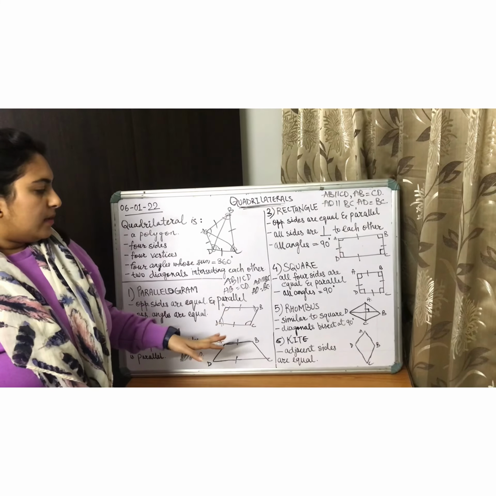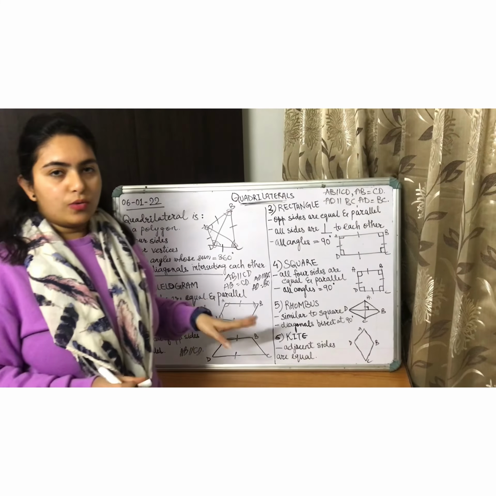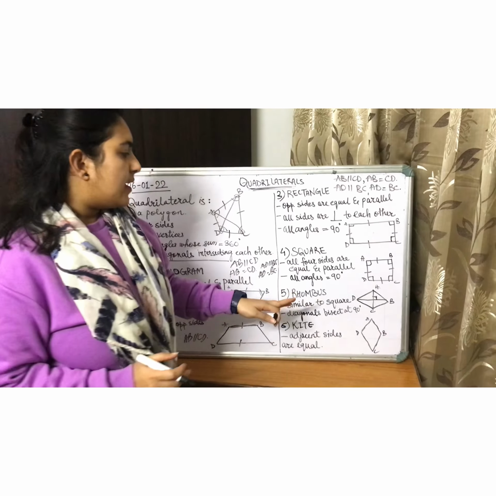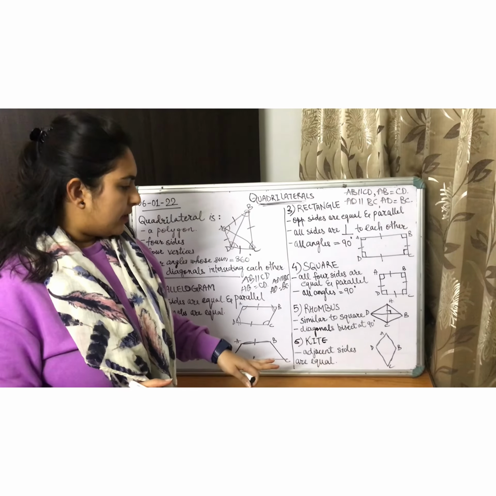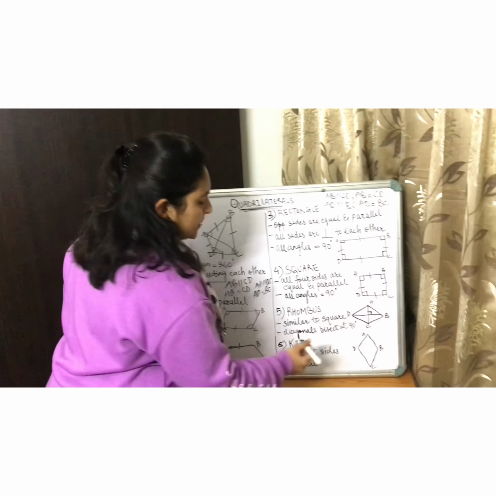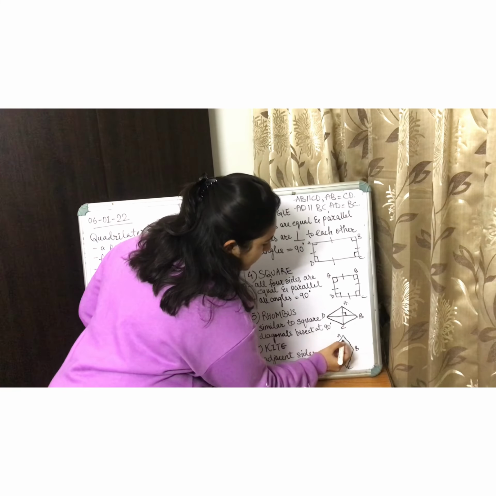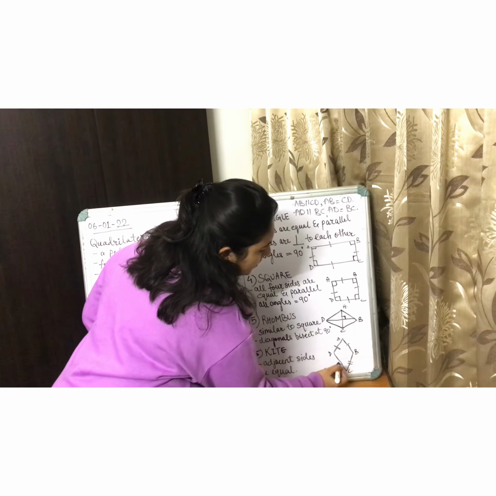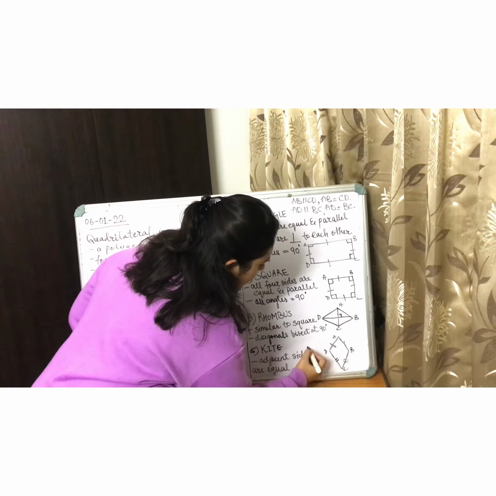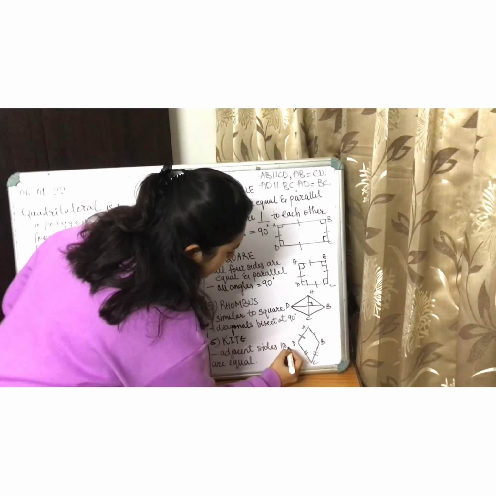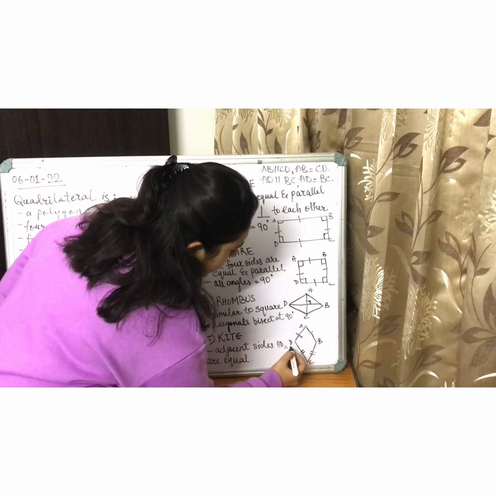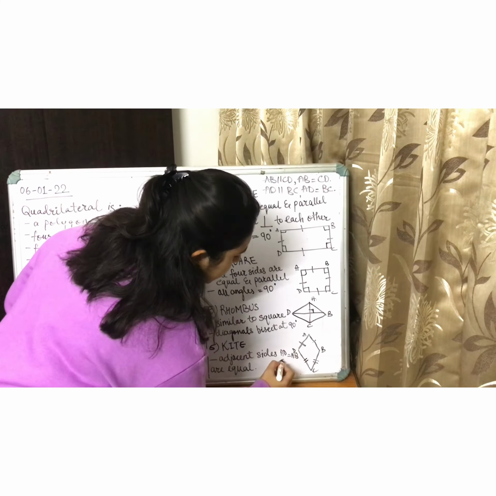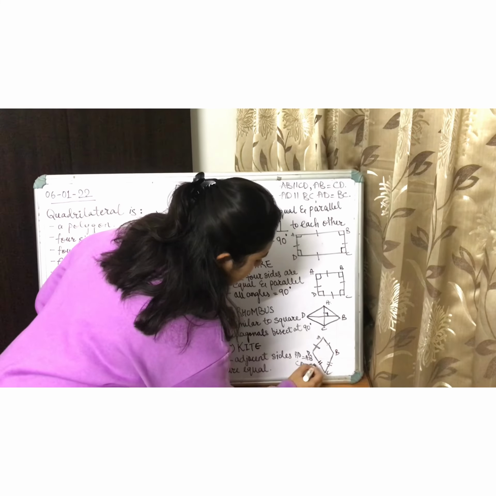Okay, the next one is a kite. Kite is also known as a diamond and it also has only one property, that is, the adjacent sides in a kite will always be equal. Adjacent sides we can see here, AB will be equal to AD and BC will be equal to CD. So here we get AD equals AB, okay, and CD will be equal to CB.